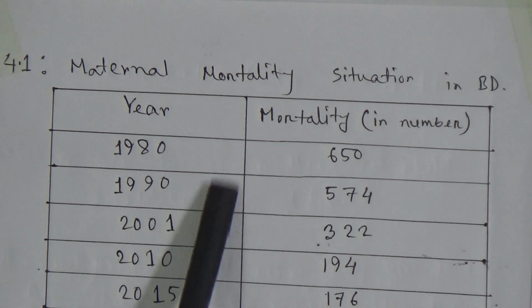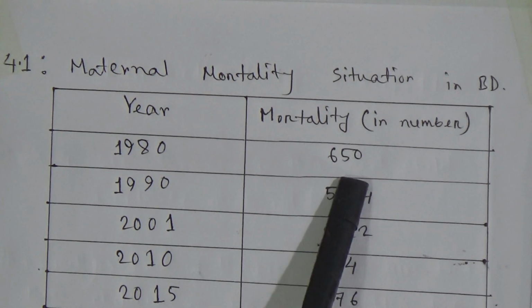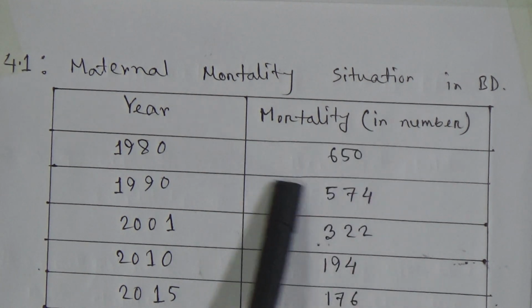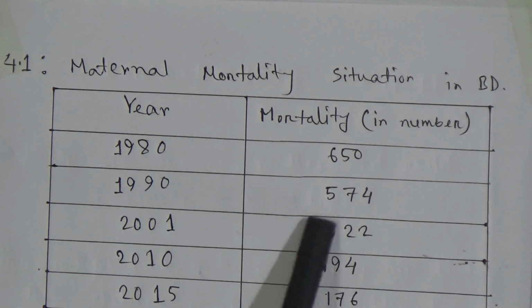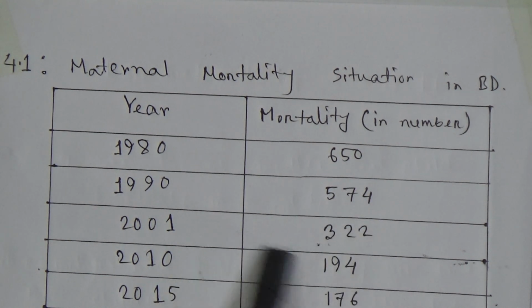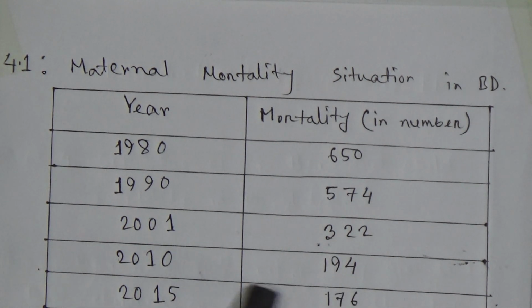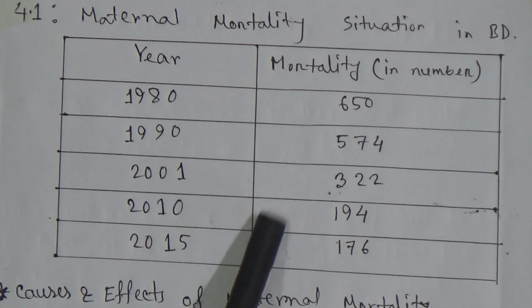At first, in 1980 the mortality was 650. That means in that year the total mortality was 650 women, that is mothers. In 1990 it decreased. It became 574. In 2001 it also decreased. It became 322. In 2010 it became 194, and in 2015 it became 176. That means we saw that gradually the maternal mortality rate is decreasing.